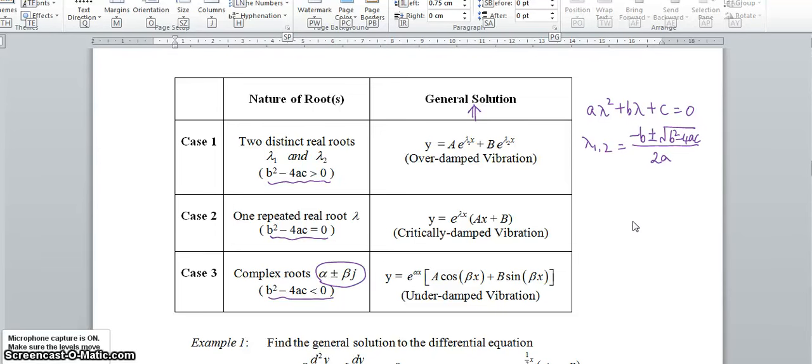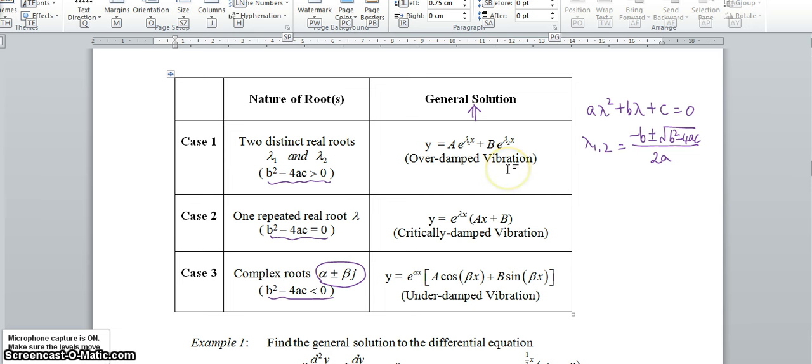Now, before we move on to the next two examples, let's go back to this table and think twice about what this table is telling us. In this table, there are three cases for you to solve a homogeneous second-order differential equation based on the characteristic equation. And on the right column is the general solution for each case, where a and b are always some constants.